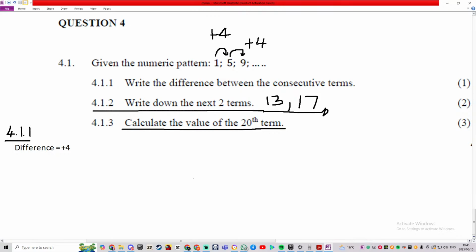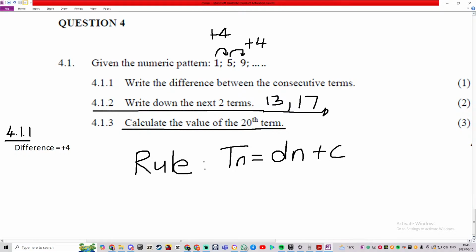Now we need to calculate the value of the 20th term. Now this is number patterns, and for number patterns, for us to calculate the value of the 20th term, we need to find the rule. What is the rule here? Now you should remember now, Tn equals dn plus c.